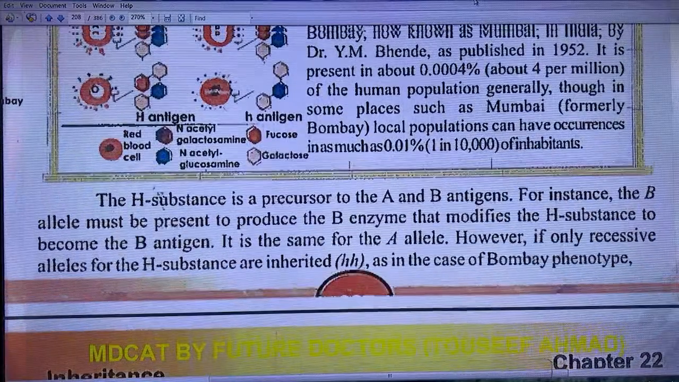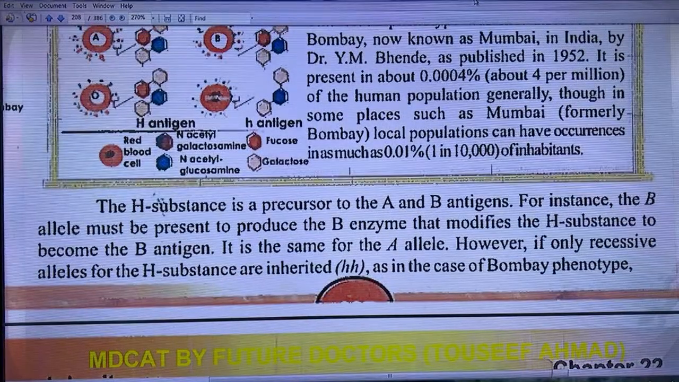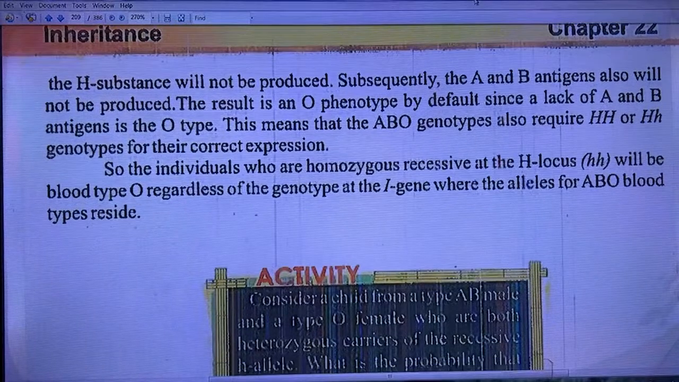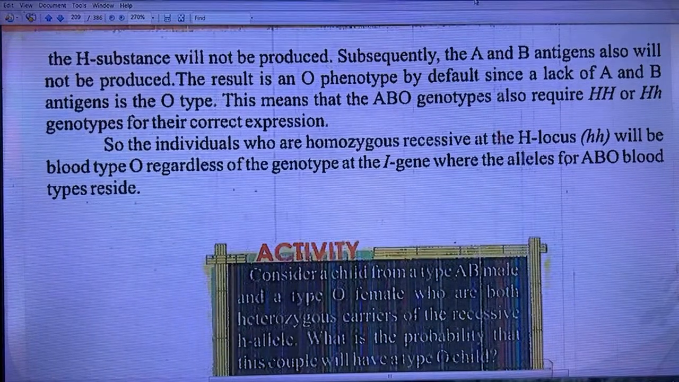The H substance is the precursor to the A and B antigens. For instance, the B allele must be present to produce the B enzyme that modifies the H substance to become the B antigen. It is the same for the A allele. However, if only recessive alleles for H substance are inherited, as in the case of the Bombay phenotype, the H substance will not be produced. Subsequently, the A and B antigens also will not be produced. The result is an O phenotype by default, since a lack of A and B antigen is the O type.